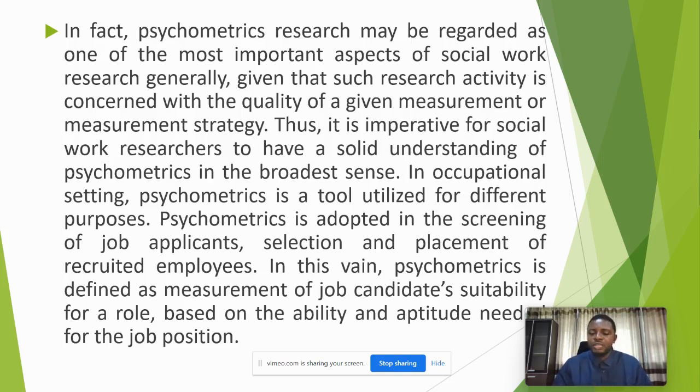Everywhere you go, you need it in schools, in recreational centers, in vocational centers, and so on and so forth. Now, let's go back to what we were discussing.